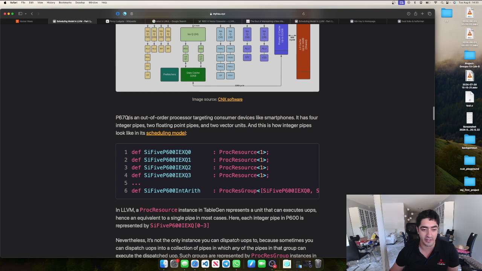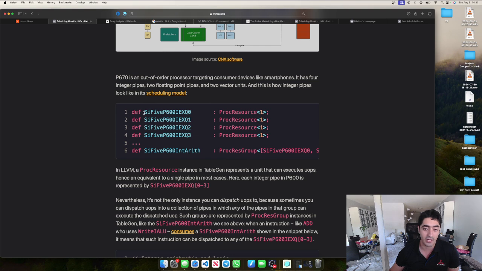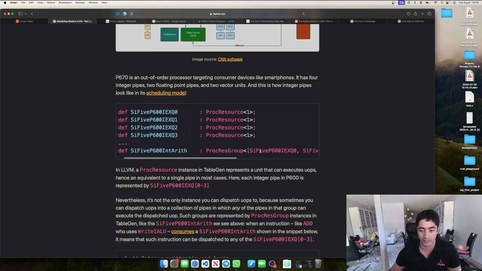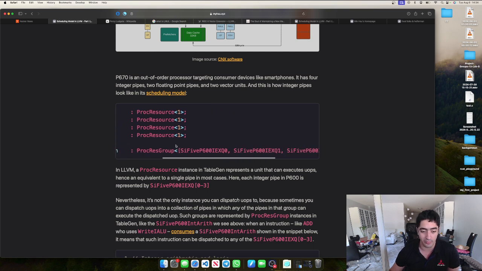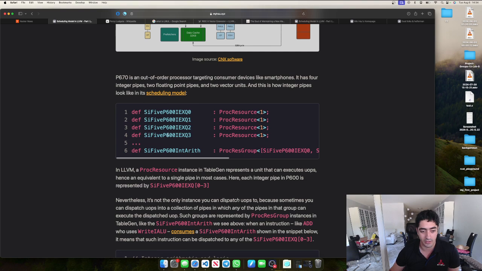So P670 is an out-of-order processor targeting consumer devices like smartphones. It has 4 integer pipes, 2 floating point pipes, and 2 vector units. And this is how integer pipes look like in its scheduling model. Define Sci5 P600 IEXQ0 to be proc resource 1. Define IEXQ1 to be proc resource 1, and then keep going till you get to Sci5 P600 integer arithmetic, a proc resource group. So you put all of this together, I believe, to get here.